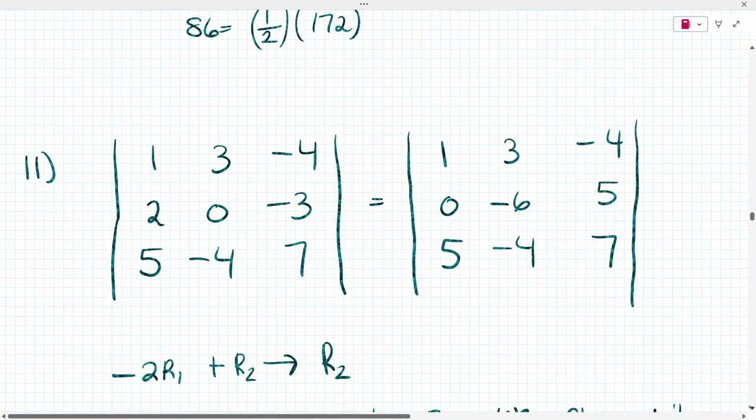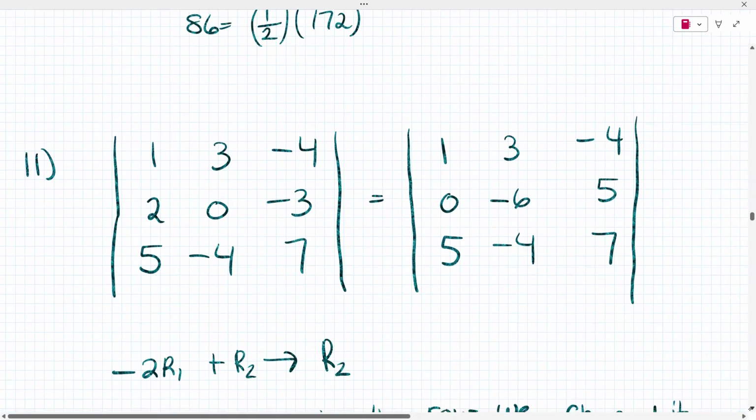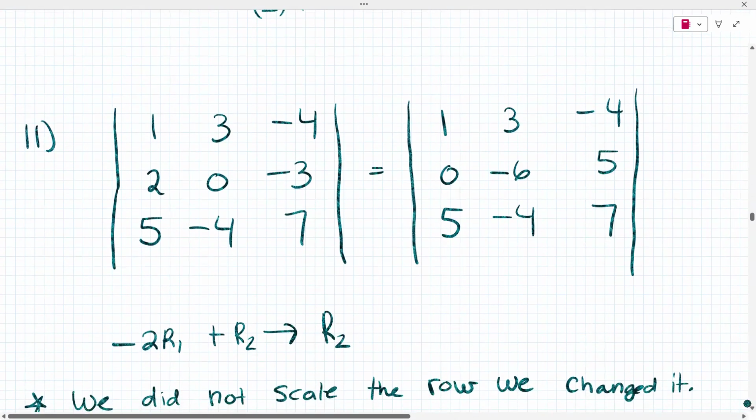Okay, if you look at example 11, we have this matrix 1, 2, 5, 3, 0, -4, -4, -3, 7, and then our new matrix is 1, 0, 5, going by columns, 1, 0, 5, 3, -6, -4, -4, 5, 7. So we did some kind of row operation, and I think we messed with row 2, right? Because row 1 looks the same, row 3 looks the same. The only thing that's changed is row 2. What we did was multiply the scalar -2 by row 1, plus row 2, and that gives us the new row 2.